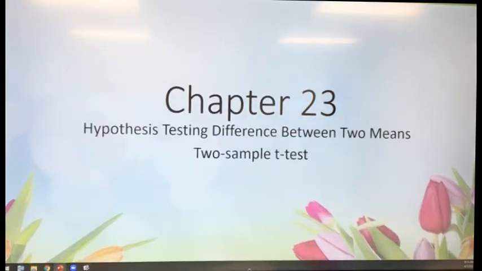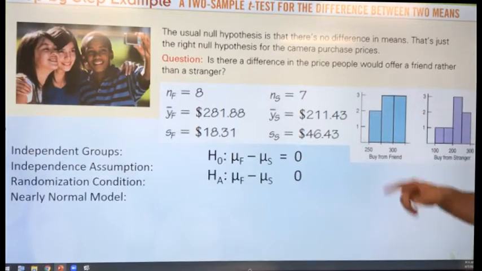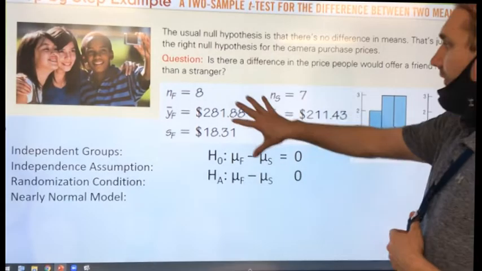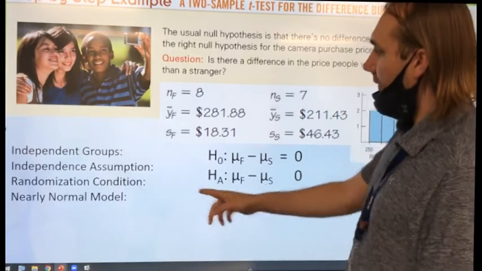Okay. Finishing up chapter 3, looking at hypothesis testing, differences between two means, or the two-sample t-test. So, we want to see if there's a difference in price people would offer a friend rather than a stranger. Here's our statistics data. Here is our table on that data. Let's go through some assumptions first.